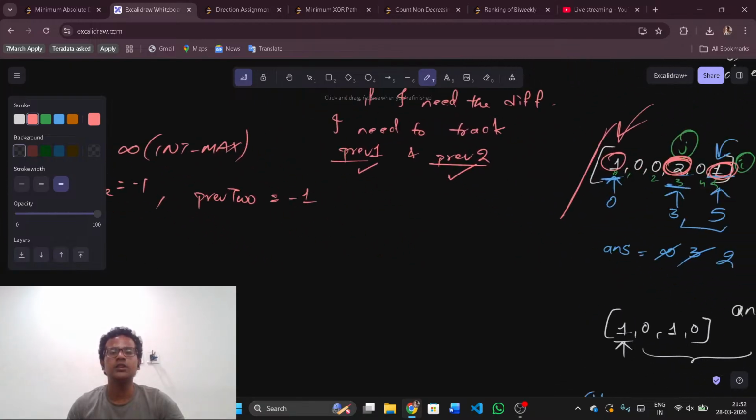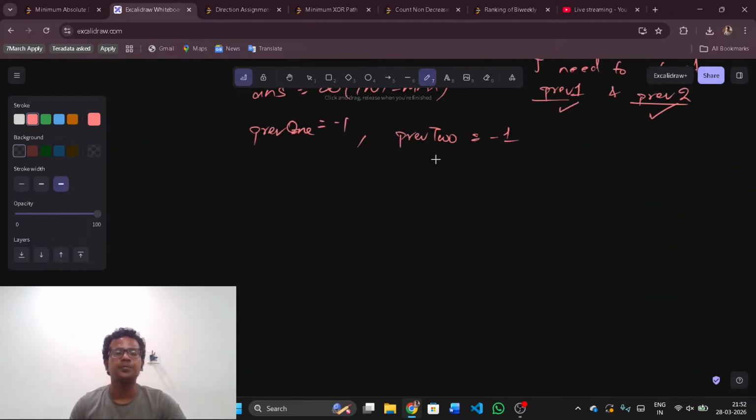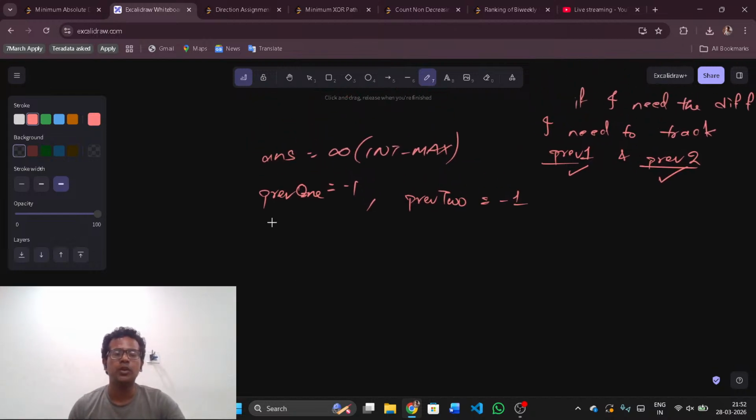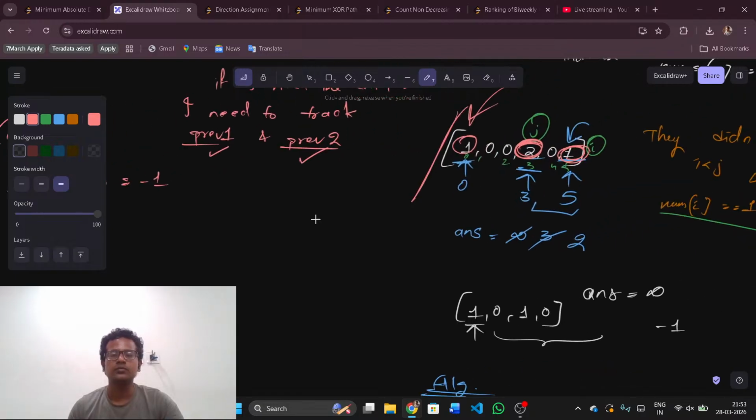Now, is there anything which I am missing? Nothing, right? Answer is the difference which I can get. For i equal to 0, i less than n, i plus plus. I think I should not write the code here itself. Alright, I'll tell you.